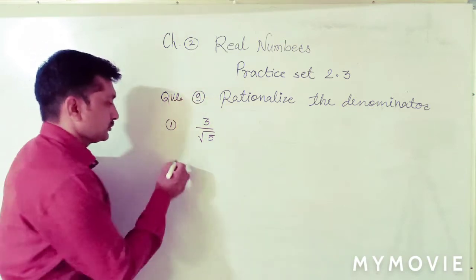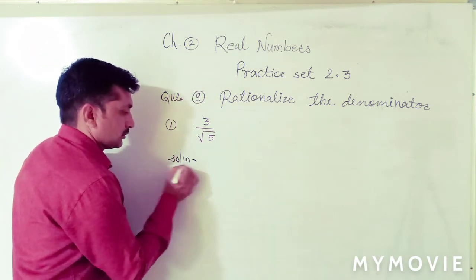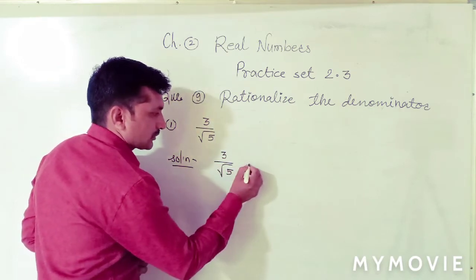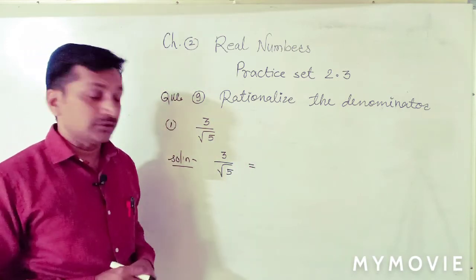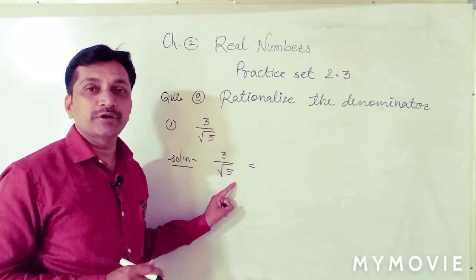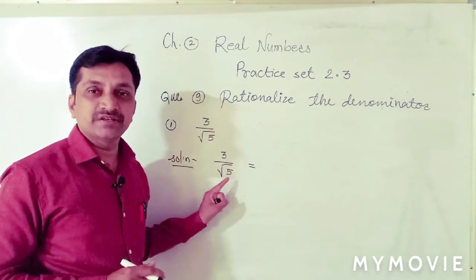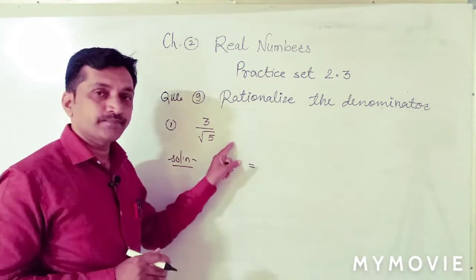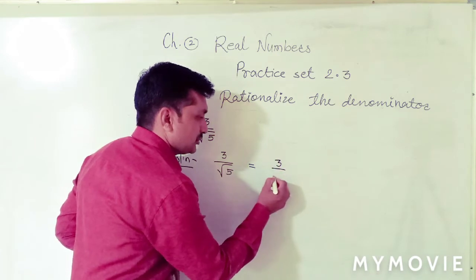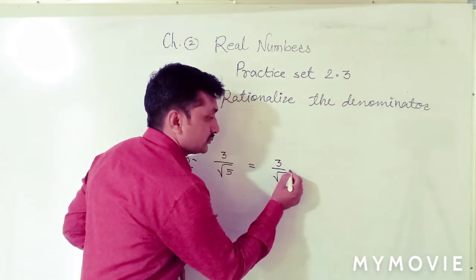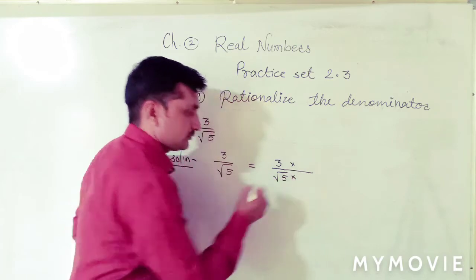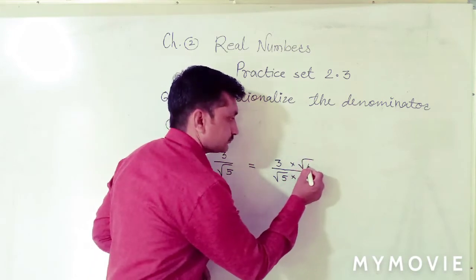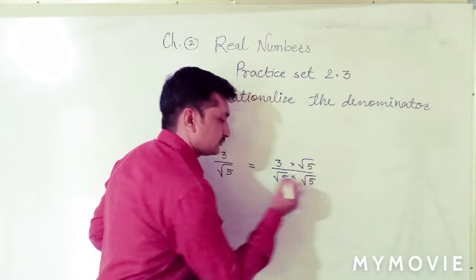Now let's see how to solve. Solution. The number is 3 upon square root of 5 is equal to, now what is the denominator here? Square root of 5. By this irrational number, multiply and divide. I write this fraction as it is, 3 upon square root of 5, and now multiply and divide by the irrational number that is in the denominator.